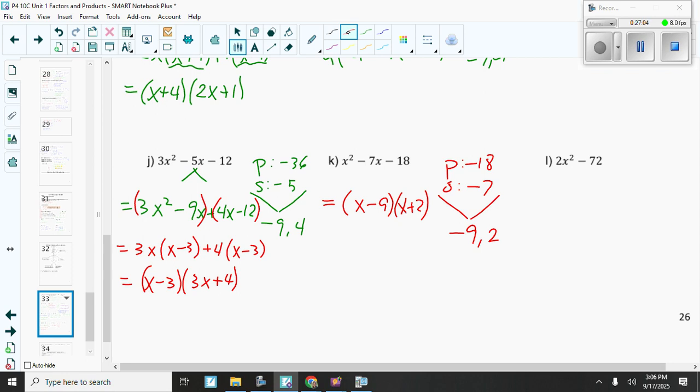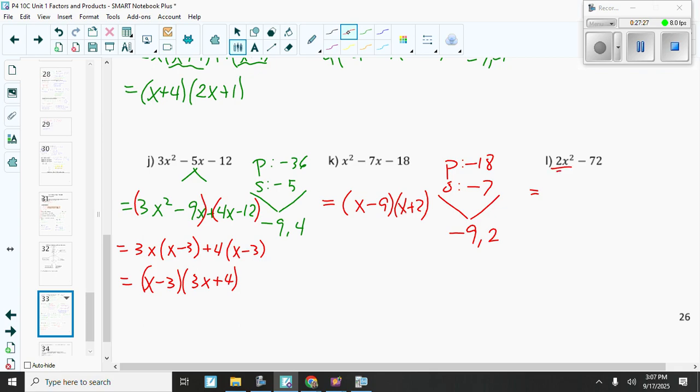L. L is interesting because you look at it and you're like, ooh, I think it's going to be a perfect or a difference of squares, right? Because there's two terms, there's a subtraction. However, 2 is not a perfect square. Certainly 2 is not a perfect square. So the key to this one is you take out a greatest common factor and hope that you get your difference of squares once you take out a greatest common factor.